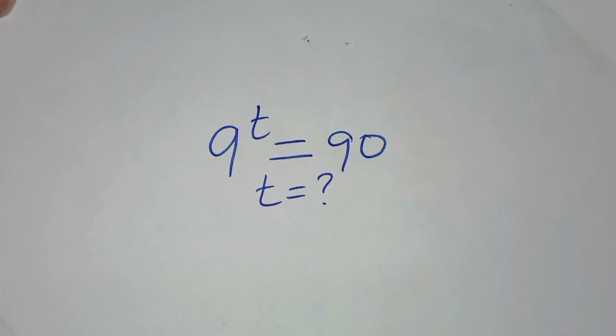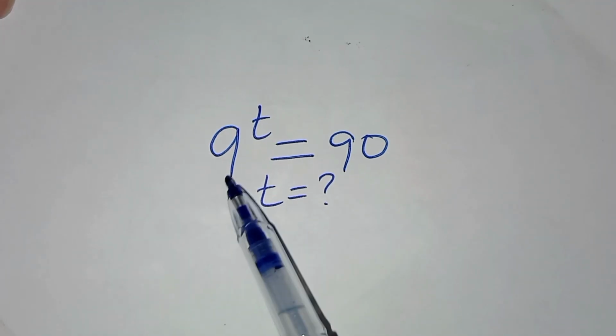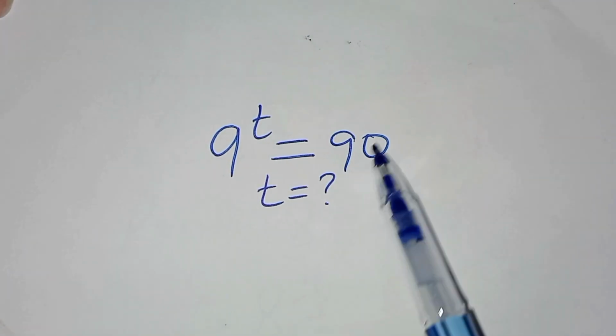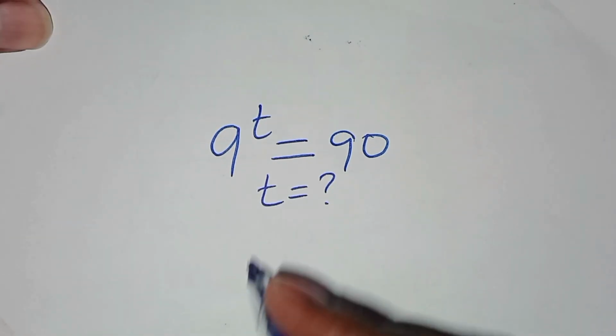You're welcome to solve this nice exponential problem, which is 9 to power t equals 90. So what is the value of t? Now, solution from here.